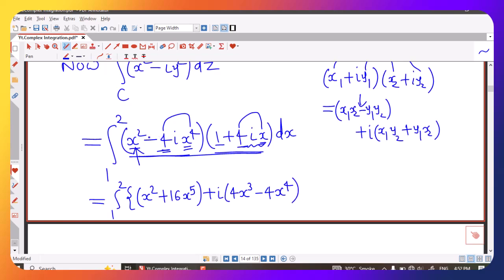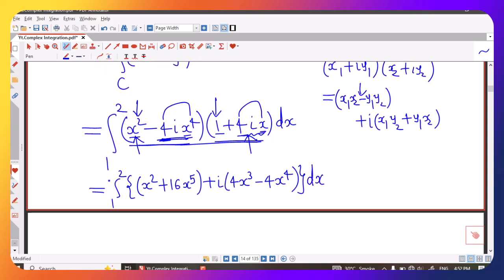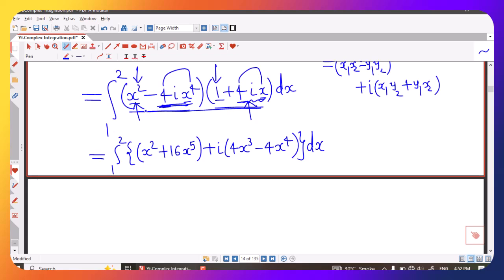Again we check real part of first, that is x square, multiplied with imaginary part of second, which is 4x. So x square into 4x is 4x cube. Then imaginary part of first, which is minus 4x raised to 4, multiplied with real part of second, which is 1. So this is correct, and here integral is with respect to x. So we have to be careful. If there is any single mistake, then we may get wrong answer.